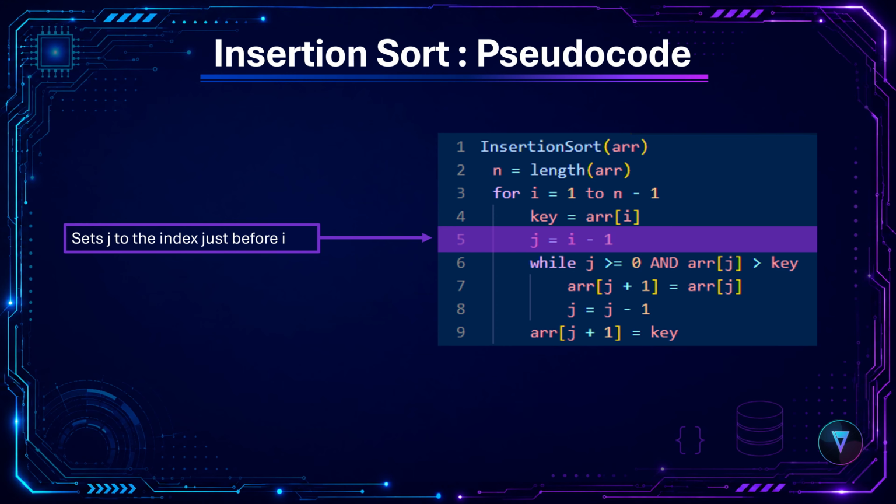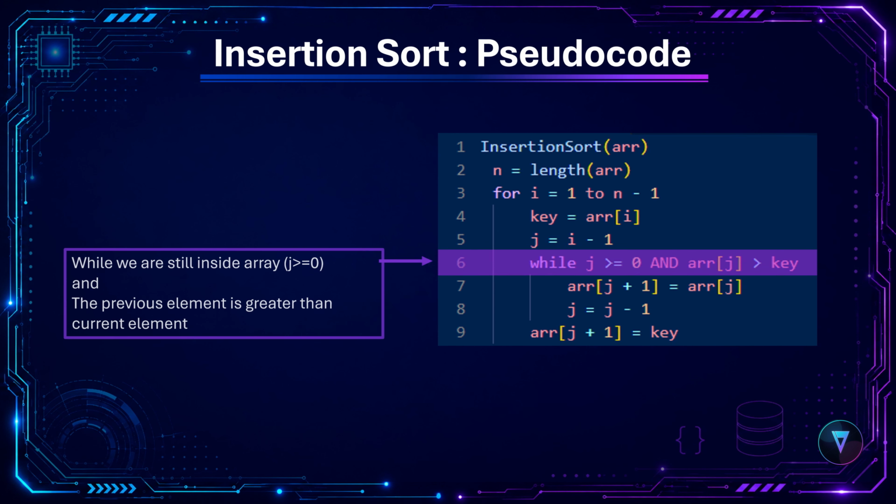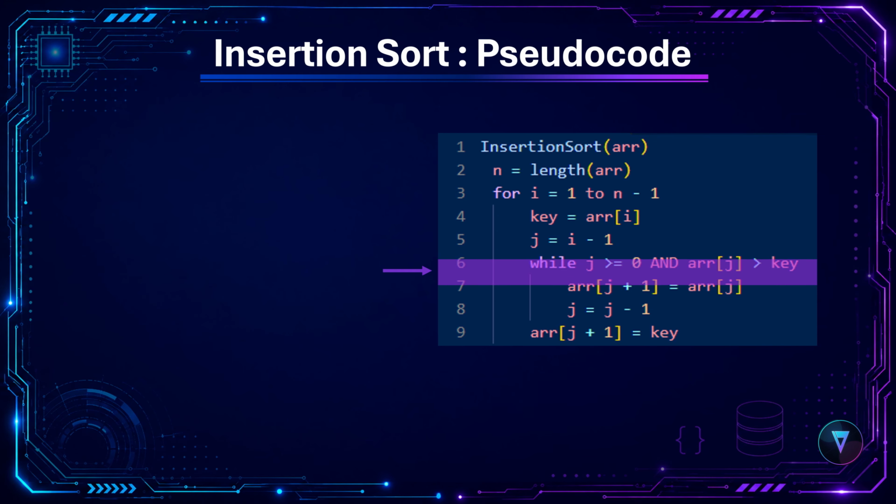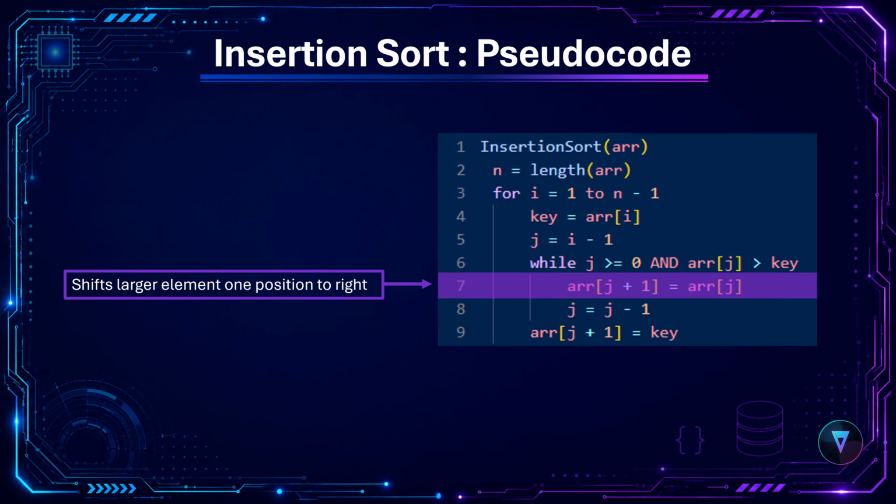Now the while loop says, while j is greater than or equal to 0, and R of j is greater than key. What does that mean in plain English? It means keep moving left as long as we haven't reached the beginning, and as long as the previous element is bigger than the key. Oh, so if the previous element is bigger, it's in the wrong place. We need to shift it one step to the right.